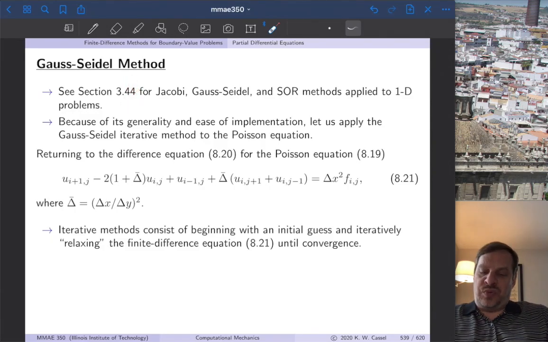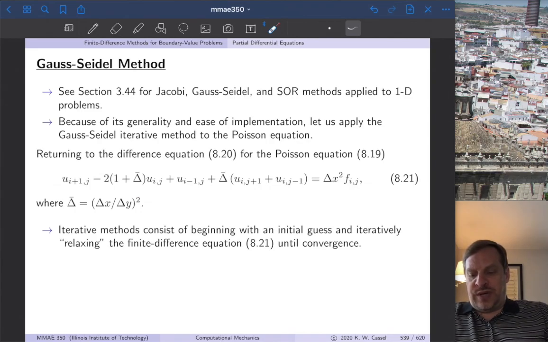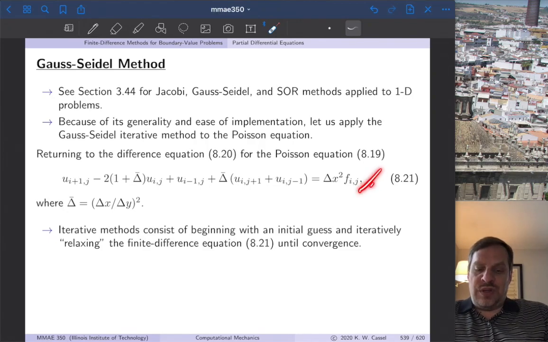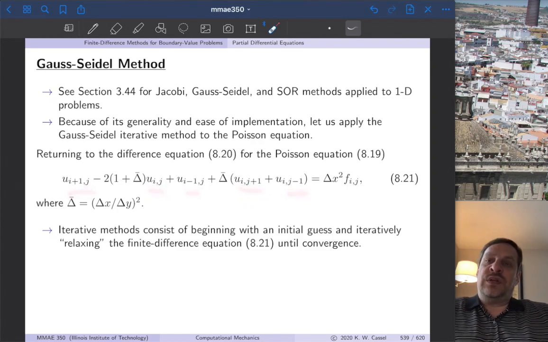So remember, we talked about Jacobi, Gauss Seidel, and SOR. Each was an improvement on the previous one for various reasons. And we're going to focus on Gauss Seidel here and show how it would be applied to our Poisson equation. So if you remember from last time, here's our difference equation for the Poisson equation. I've just rewritten it. The only difference is I've rewritten the delta x over delta y squared as delta bar just for shorthand there, but this is the same difference equation that we had before with the 1, 2, 3, 4, 5 unknowns.